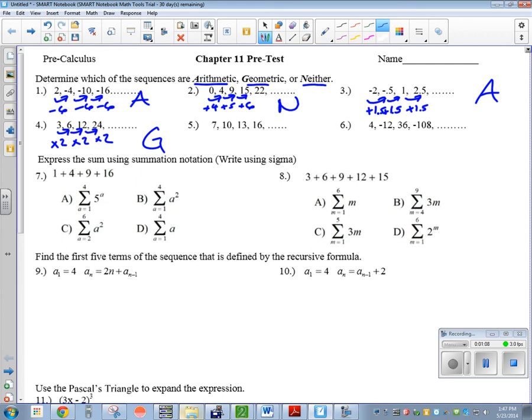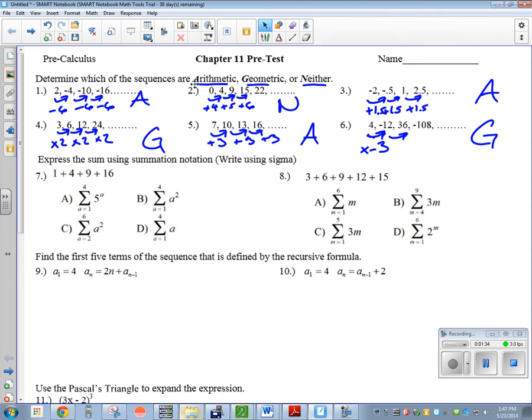Number 5, add 3, add 3, add 3, that makes it arithmetic. Number 6, I am multiplying each time by negative 3. Oh, that looks weird. Multiplying by negative 3 each time. So if I multiply by the same number each time, that makes it geometric. So there is 1 through 6, finding the pattern.